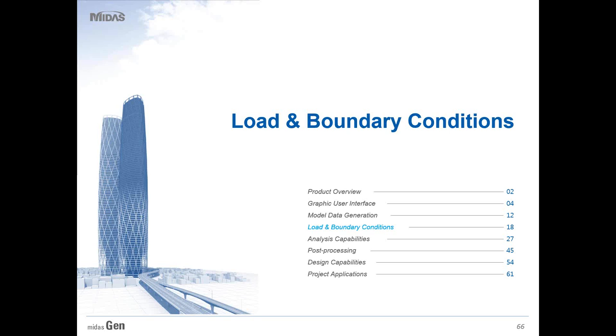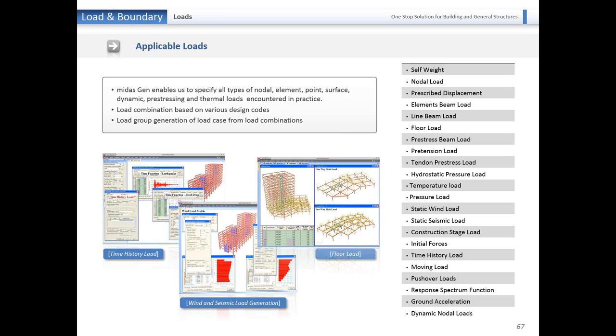In terms of load and boundary conditions, let's talk about that. In the software, there's a vast number of different types of loads which can be applied, which can pretty much simulate anything that we need to apply on our structure. Starting with self-weight, nodal loads, displacement, element beam loads, all of this is available. We also have pre-tension, temperature, tendons, hydrostatic pressure. We move on to static wind and seismic loads, as well as response spectrum. We have dynamic nodal loads, full time history, accelerations, and so on.